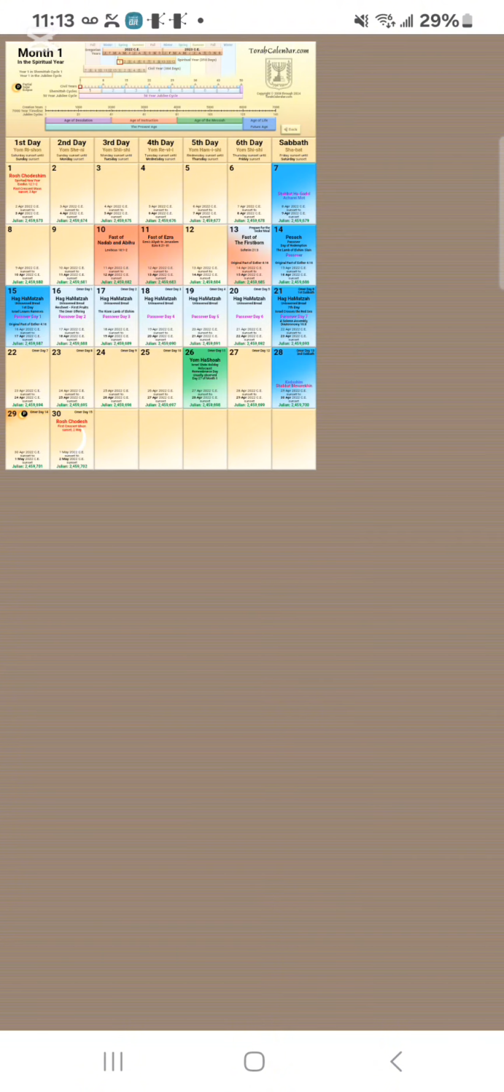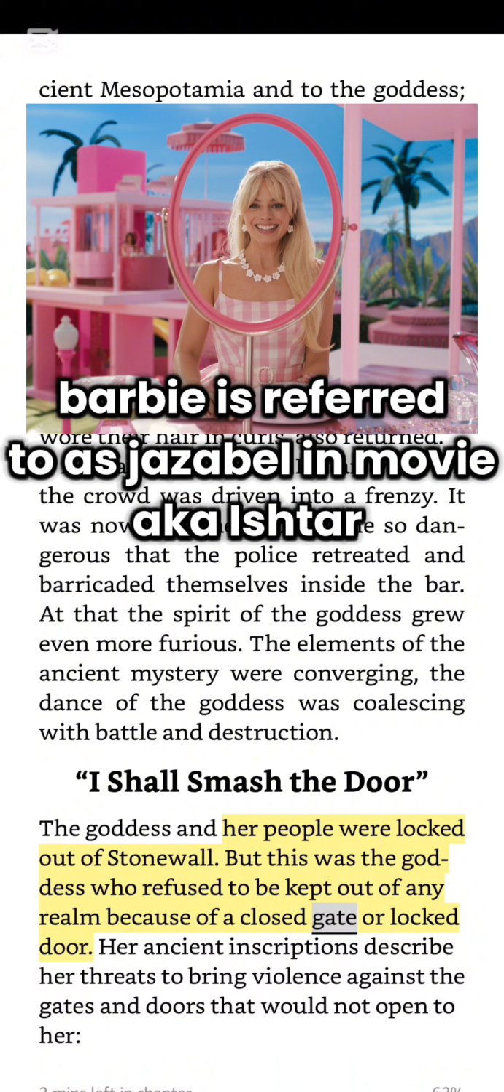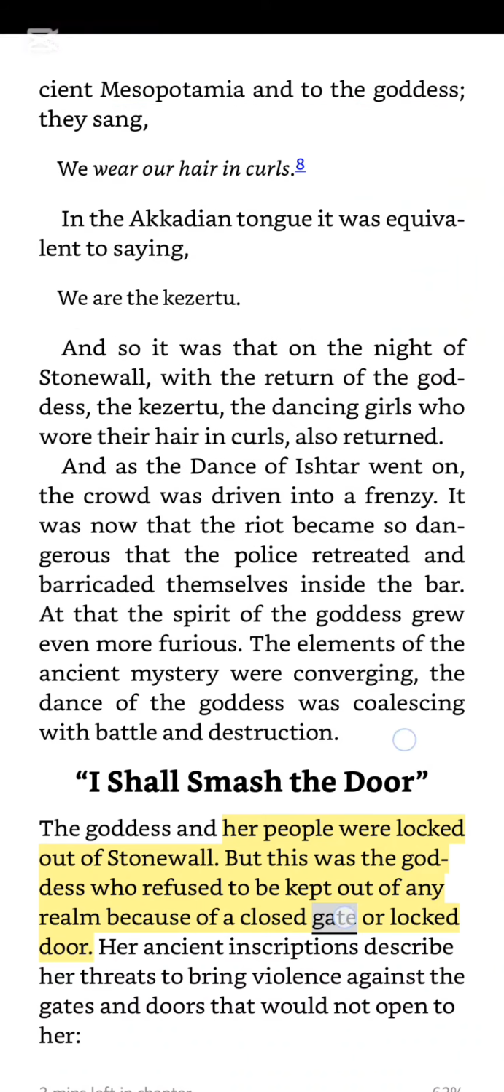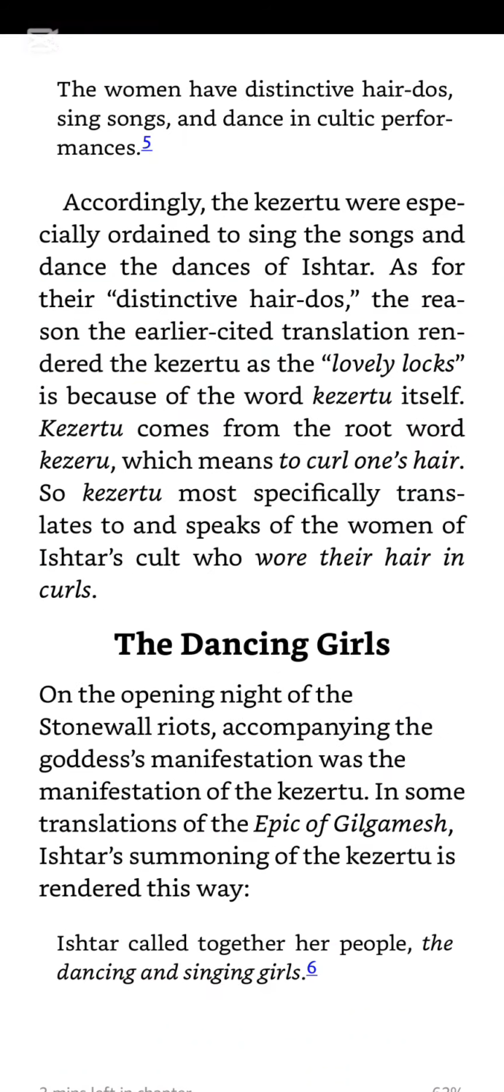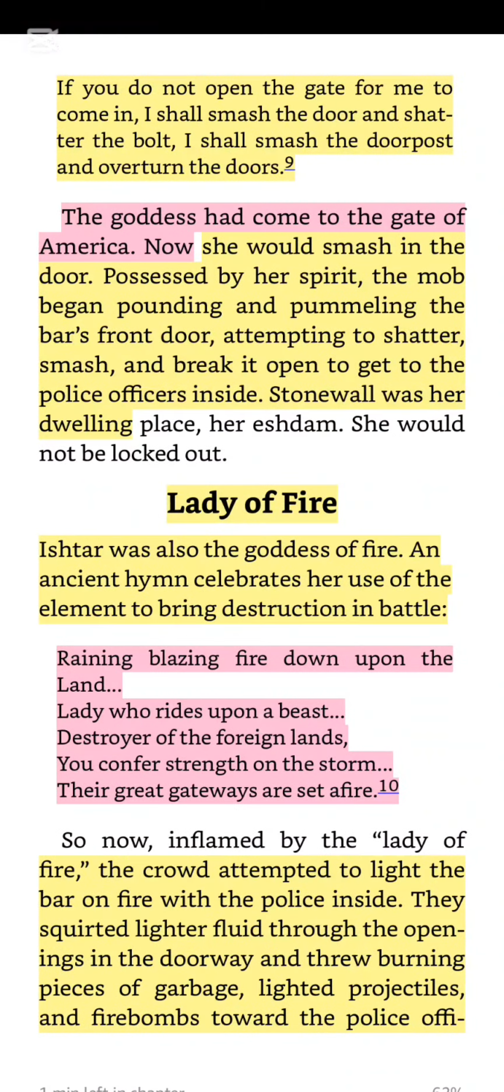And the world is going to be shocked when Iran hits New York. Why is it Iran and why is it New York? Because Ishtar loves to smash the door. The goddess, her people were locked out of Stonewall, but this was the goddess who refused to be kept out of any realm because of a closed gate. See how he underlined gate, this Kanjan? The closed gate or locked door. Her ancient inscriptions describe her threats to bring violence against the gates and doors that would not open to her. So, the goddess had come to the gate of America.